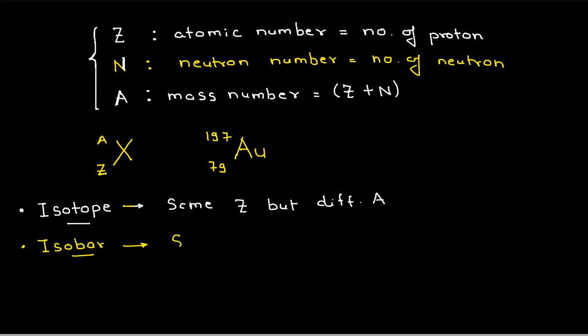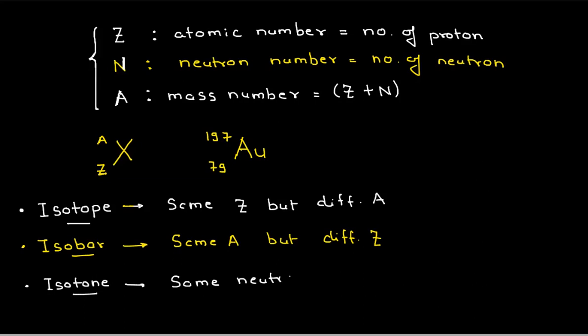Same mass number, but different atomic number. Then you have isotone. What is isotone? Same neutron, same number of neutrons. A minus Z. Okay.